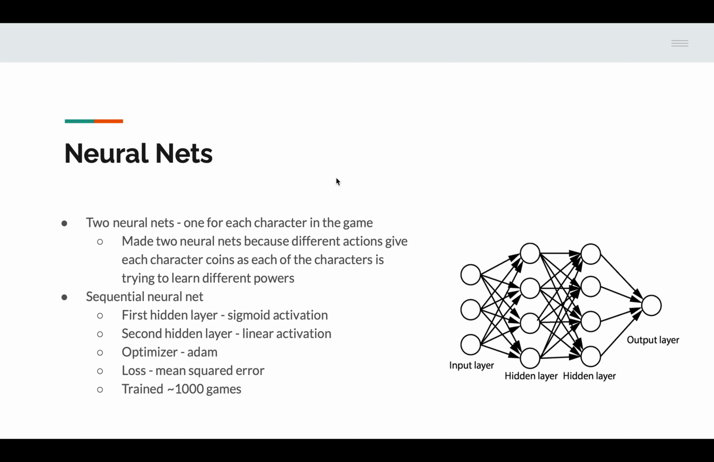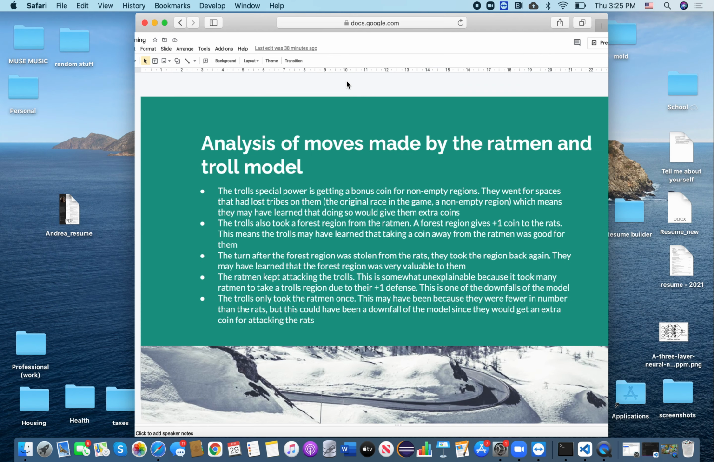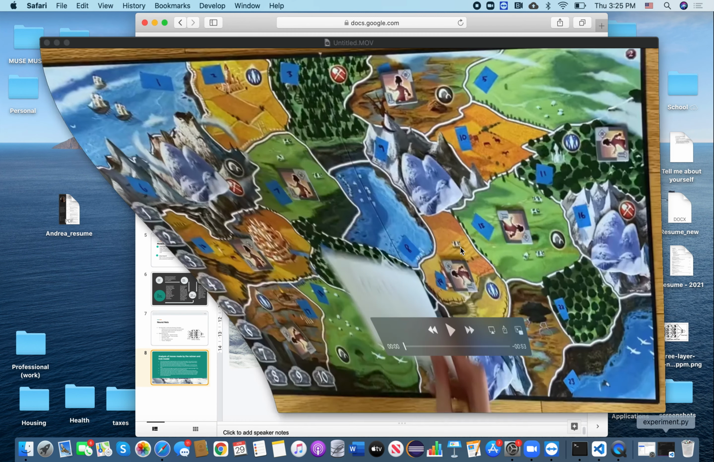So I made 2 different neural nets, one for each character in the game. And this is because different actions give each character coins in different ways since they have different powers. So I made a sequential neural net with 2 hidden layers using the sigmoid and linear activation functions. And I trained on about 1,000 games. So I'm going to show a short video of my models playing each other.